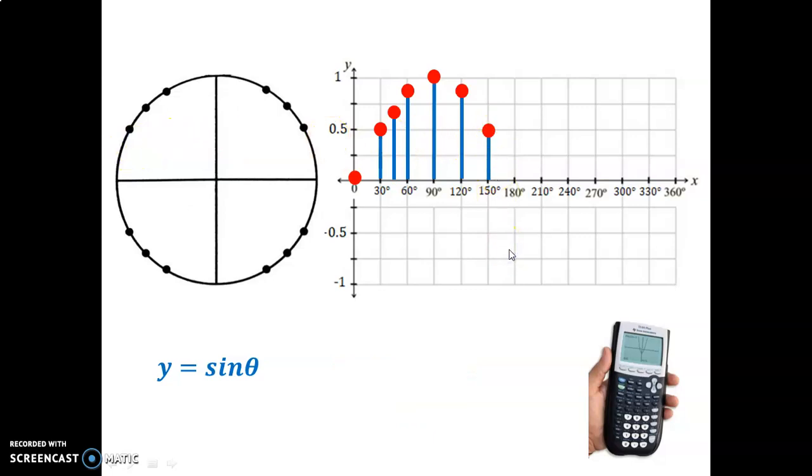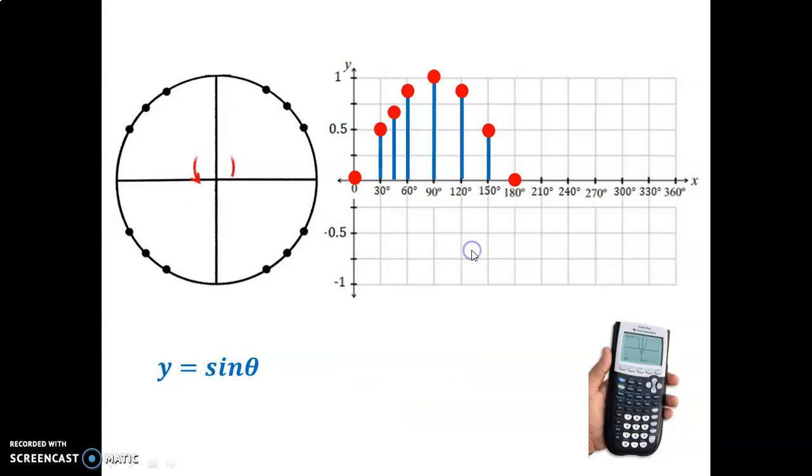Okay, a few more. Try 180. What happens when you spin 180? Hopefully you saw that you end up back at this axis, so it's not raised up at all on the y-axis. You're flat here, so there's no value in the y-axis. And if you check on your calculator, it's 0. So there we have it, 0.